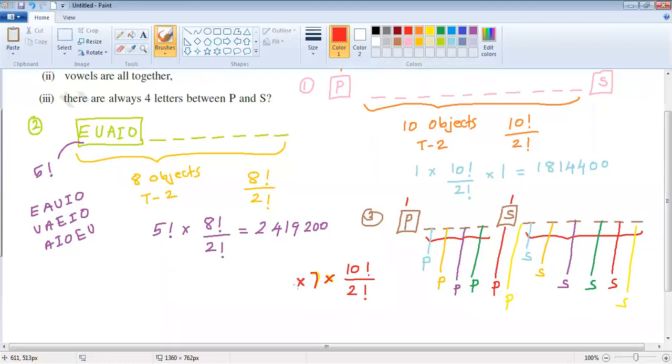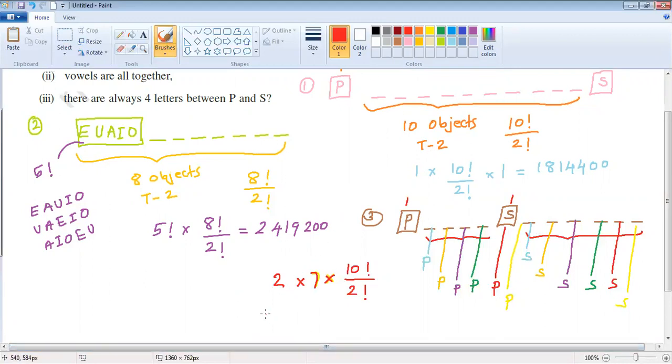And listen carefully. Here I wrote P first and S second. But they did not say there is any such rule. They only said there should be 4 letters between P and S. So in all these situations I can change it in such a way that S comes in the place of P and P comes in the place of S. So in the first position S will come, in the fifth position P will come. So all these things can be repeated. That means twice of this. So 2 into 7 into 10 factorial by 2 factorial arrangements are there.